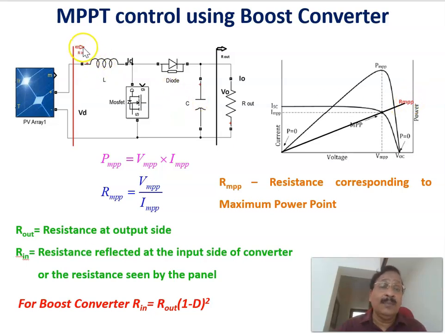Once the resistance looking at this point is made equal to RMPP, the maximum power can be transferred from the solar panel into the resistance. That is the basic concept of maximum power point transfer. Let us see the derivation of this. R in, the resistance at the input of the boost converter, is equal to R out into (1 minus duty cycle D) whole square.